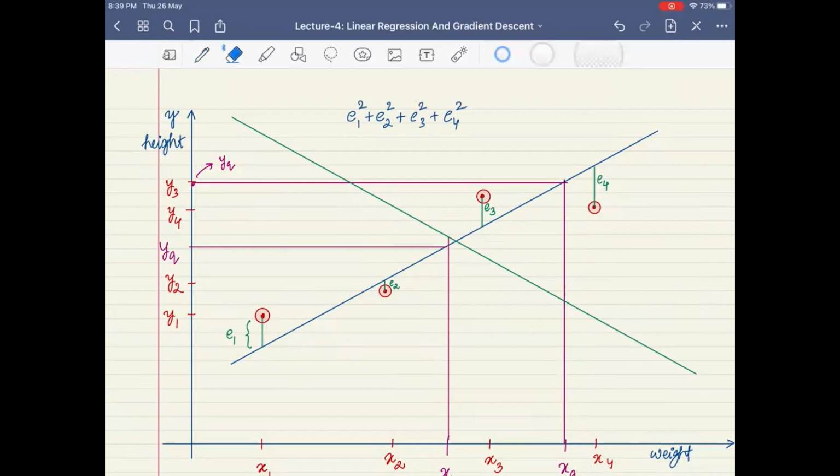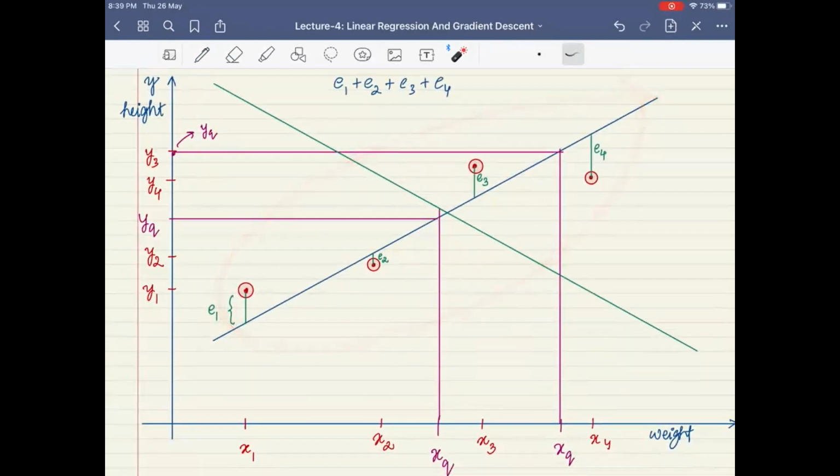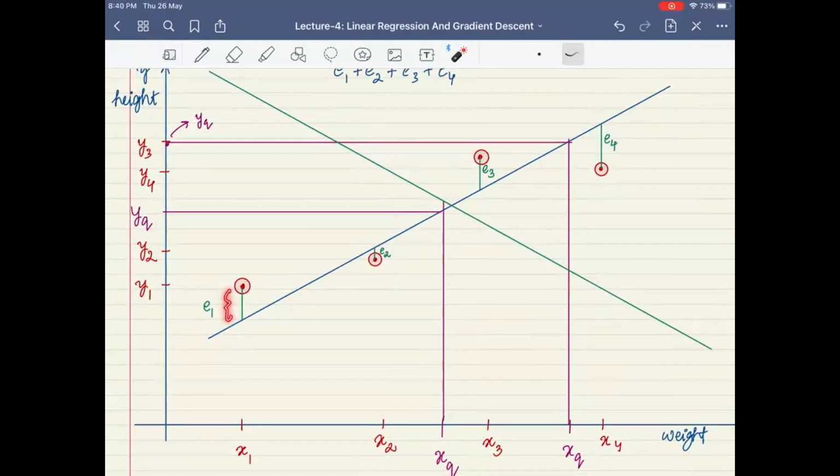But first, let me ask you, is there a problem with minimizing E1 plus E2 plus E3 plus E4? Do you see any problem? And the problem should be apparent to you from the graph. You just need to look at the graph. The problem is that some of these errors are positive, some of these errors are negative, right?